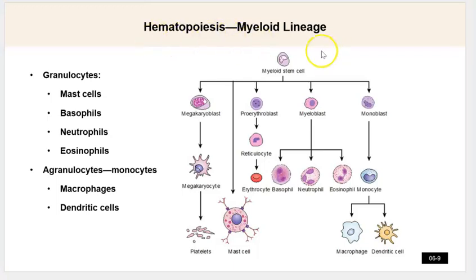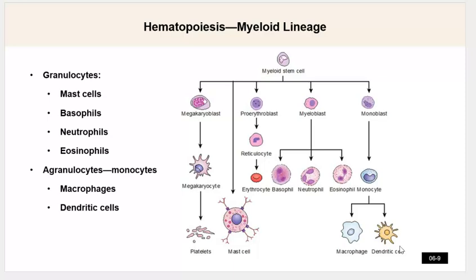So then this myeloid stem cell is going to go down one of these ways. Okay. If it goes to be a megakaryoblast, which becomes a megakaryocyte, which becomes our platelets. Then we said they could also become a mast cell. It could then also go to be a proerythroblast, reticulocyte, erythrocyte. Or it can become a myeloblast, which then will differentiate out into basophils, neutrophils, eosinophils. And then it also could be a monoblast, which becomes a monocyte. And then the monocyte is what becomes a macrophage and a dendritic cell.